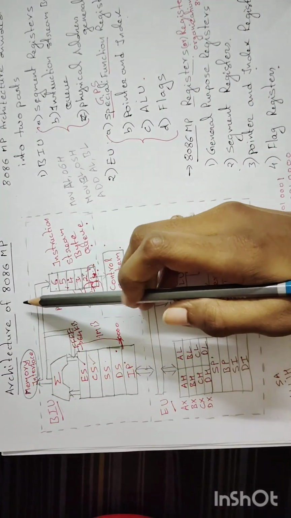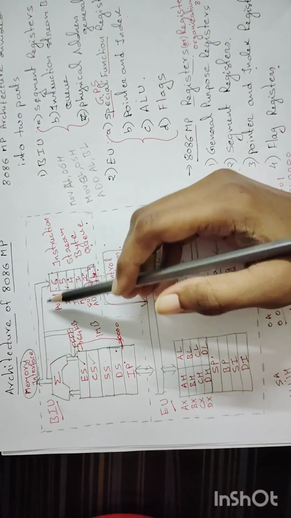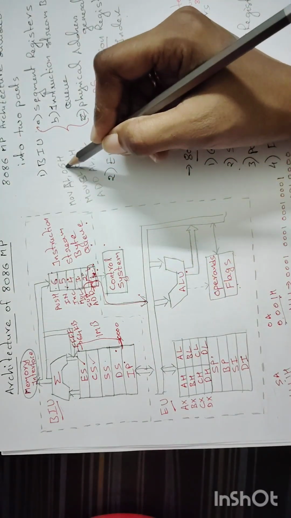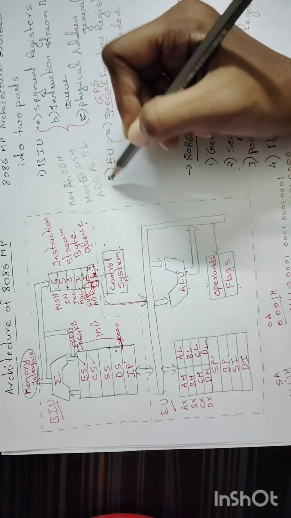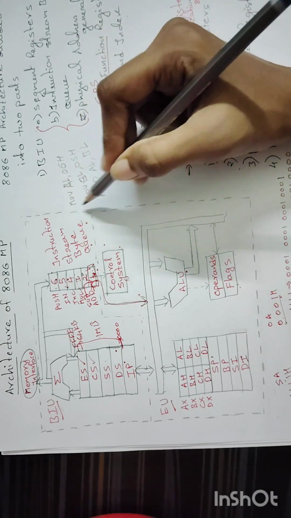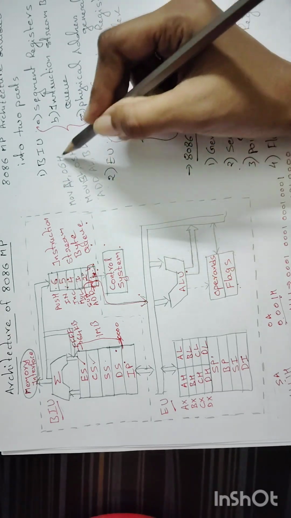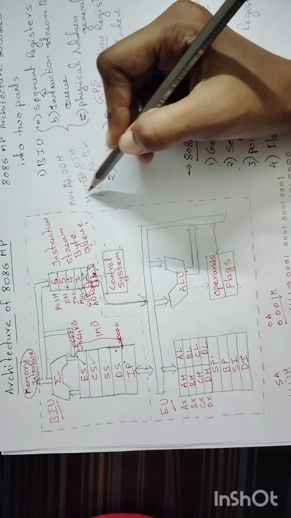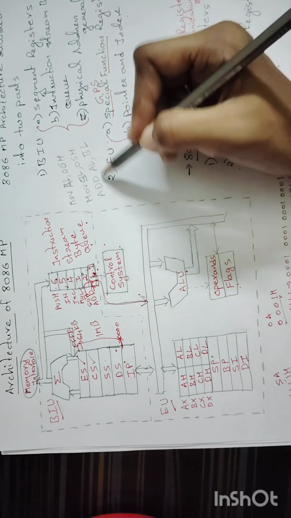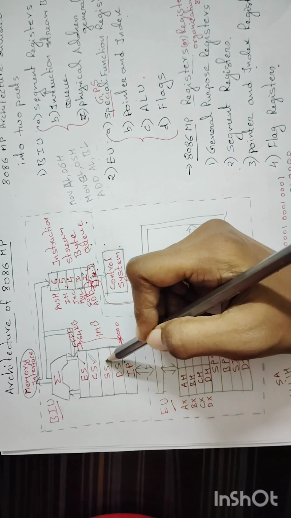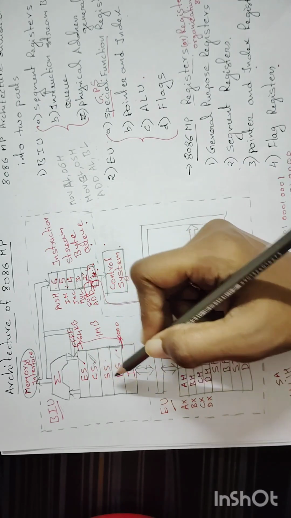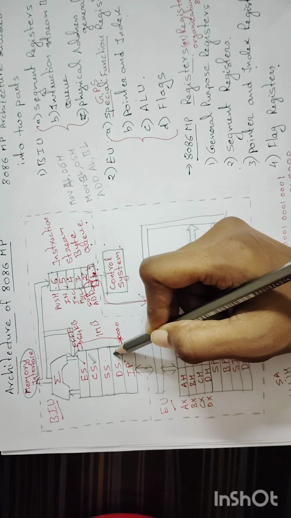Now the operation of the 8086 microprocessor. Here I am taking one example: MOV AL, 06H, MOV BL, 05H, and ADD AL, BL. So this is a small program, which consists of instructions and data, that means code and data. The code and data are stored in the code segment and data segment. The code is stored in CS and data is stored in the data segment.